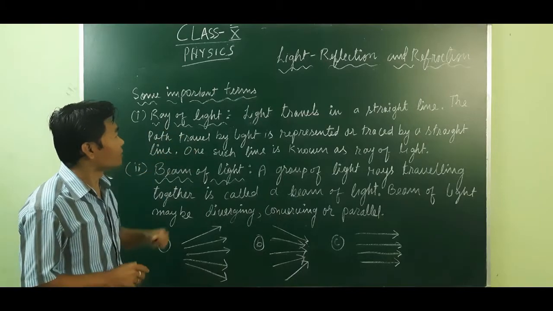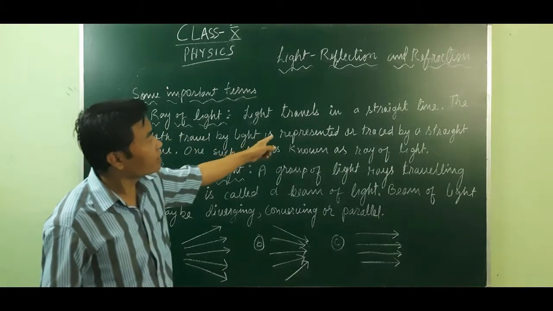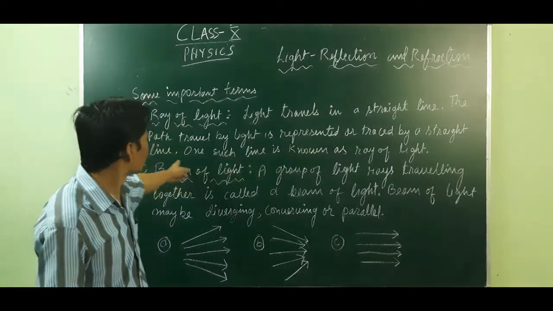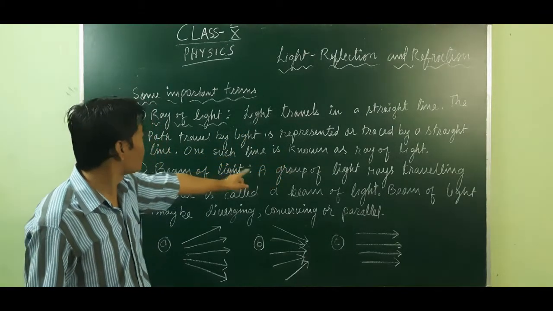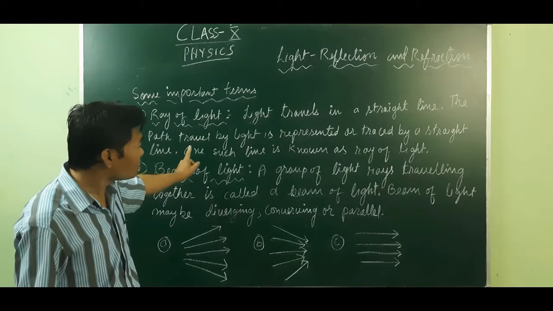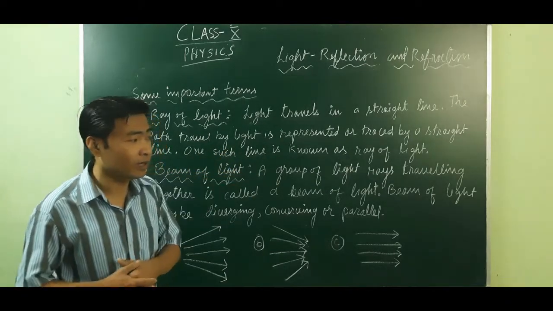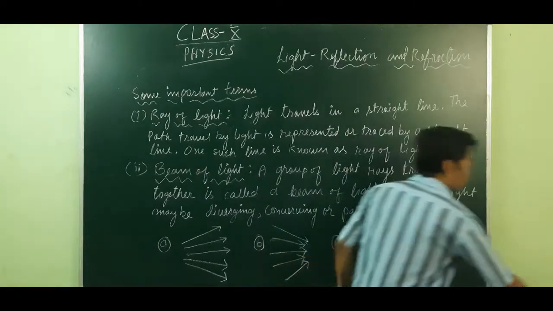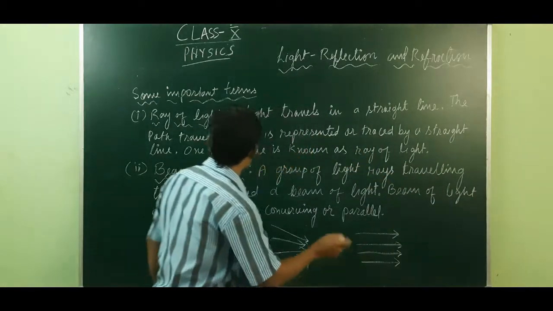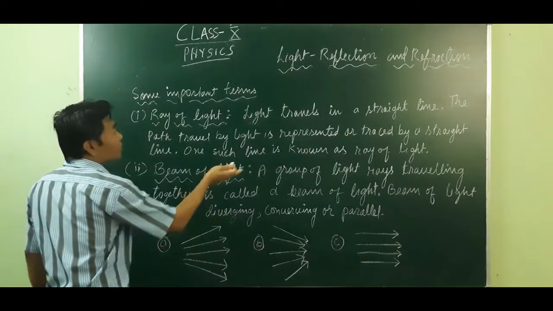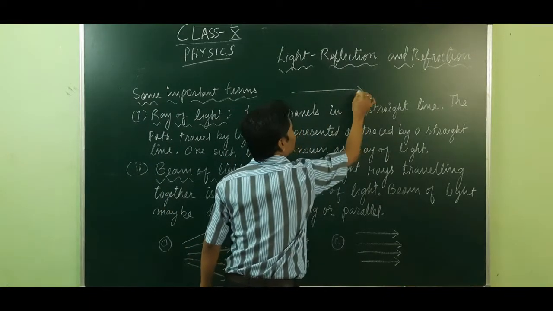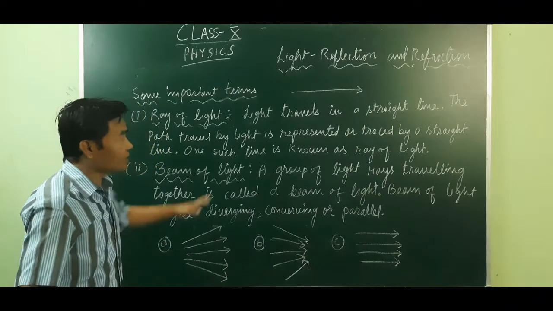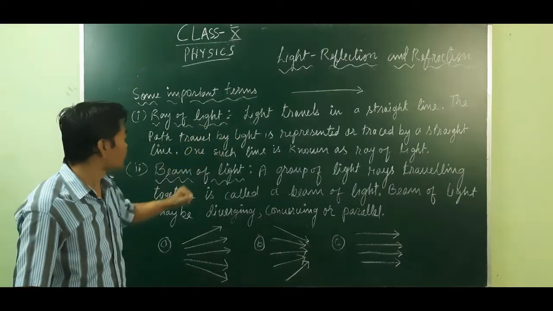A ray of light. Light travels in a straight line. The path traveled by light is represented or traced by a straight line. One such light is known as a ray of light. For example, one such ray, I will draw here since there is no space. This is called a ray of light. Okay, this symbol represents a ray of light.